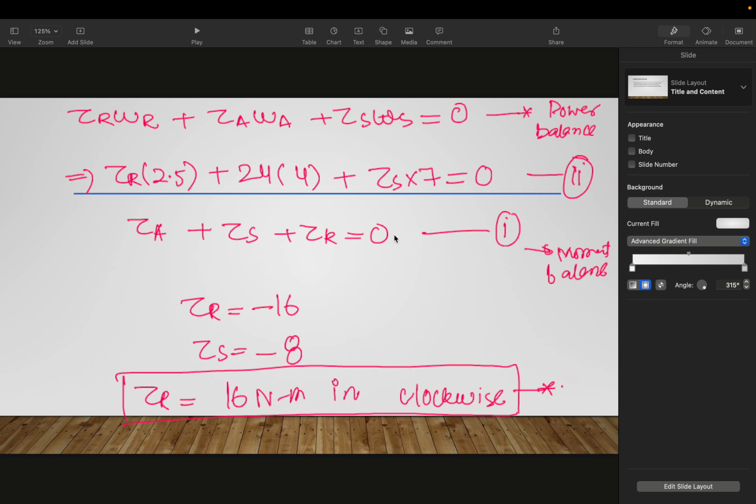Here also tau a is known, which is 24, and tau s and tau r are variables. So we have two equations in two variables. The only two unknowns are tau r and tau s. You can solve these equations, and you will get tau r equal to -16 and tau s equal to -8. So this minus sign represents that the torque on the ring gear will be in the clockwise direction, and the value will be 16 Newton meter.